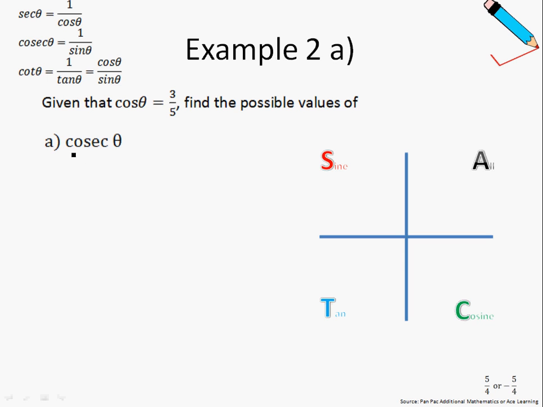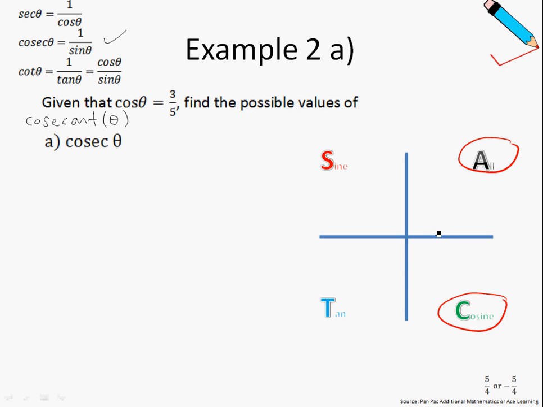Let me just remind everyone that this function over here is read as cosecant. The cosecant of theta is defined as 1 over sine theta. To solve this problem, we will draw upon our knowledge of the ASTC diagram. If you have forgotten, please go review the video on the ASTC diagram. Since the cosine of theta is a positive value, we can either be in the all quadrant or the cosine quadrant. First, let us consider the case whereby we are in the all or the first quadrant.